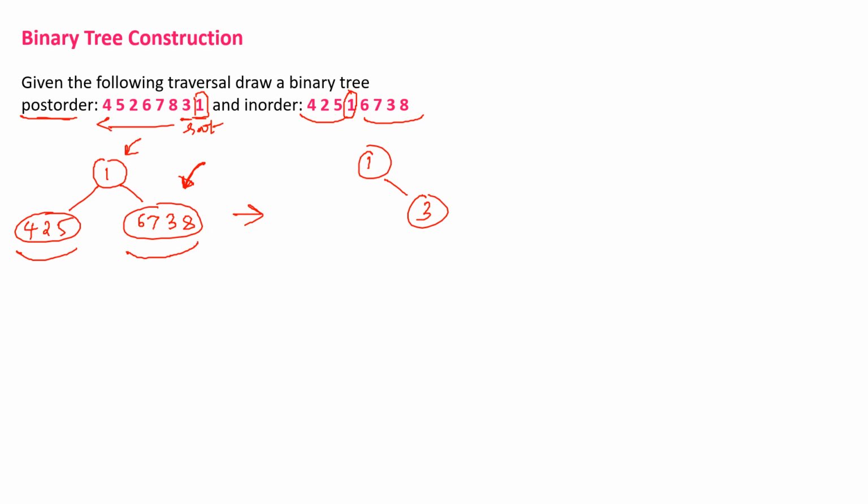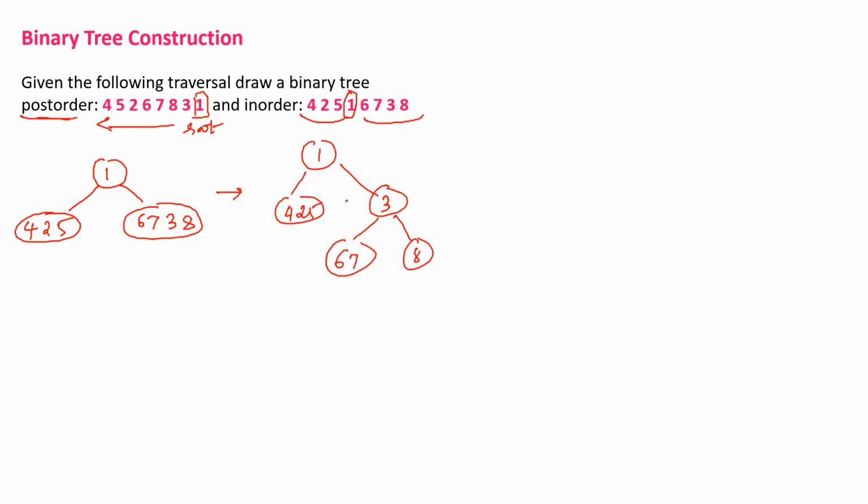Now we have to check the in order to identify which nodes go to the left of 3 and which nodes go to the right of 3. So here node 3 is present here, and to the right we have node 8 and to the left we have nodes 6, 7. So 8 is the right child of 3, and to the left we have nodes 6 and 7, and in the left subtree we have nodes 4 and 5.